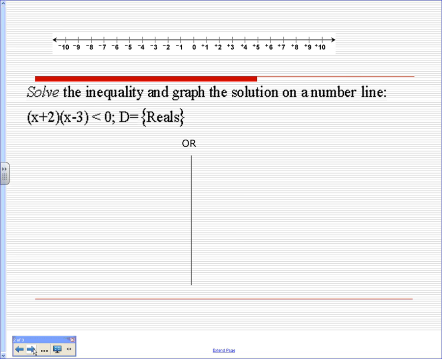So, now we're looking at less than zero. What is less than zero? Negative numbers, right? So, what kind of numbers do you have to multiply together to get negative numbers? A positive and a negative, or a negative and a positive. Those are our two options. Either the first one is positive and the second one is negative, or the first one is negative and the second one is positive. Does that make sense? If you want to do negative, positive, and then positive, negative, it doesn't matter. You just want to have a positive, negative, and then a negative, positive.